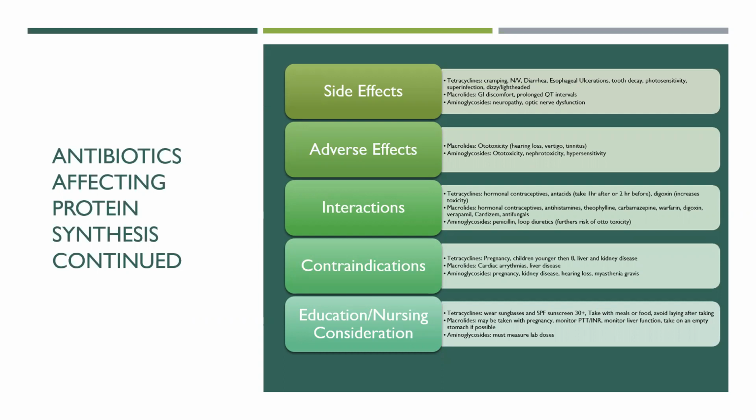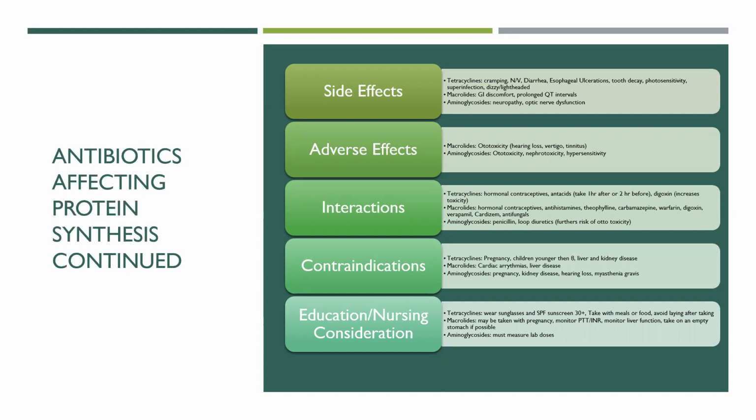So if a patient's getting an antacid and a tetracycline, they would need to take the antacid either 1 hour before the tetracycline or 1 hour after or 2 hours before. It can also interact with digoxin, which can increase dig toxicity. It is contraindicated in those that are pregnant, in children younger than 8, and those with liver and kidney disease. We can have them take a tetracycline with food if needed.